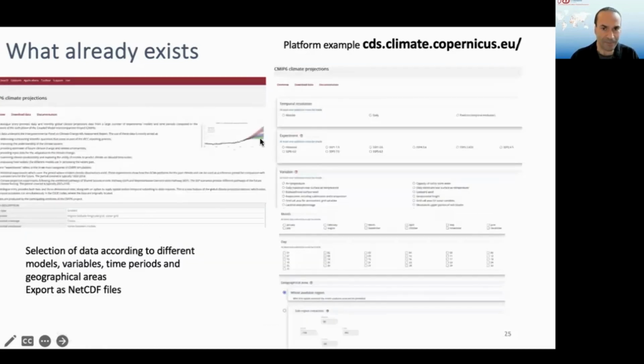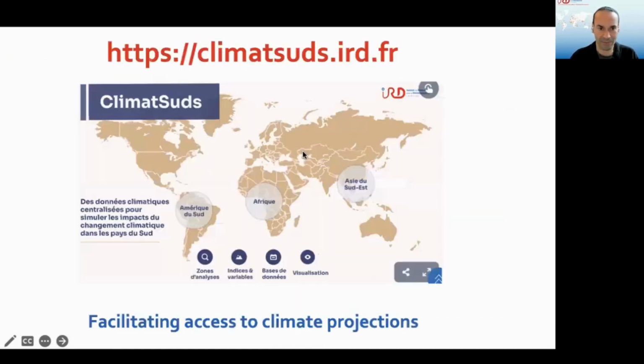You have also the Copernicus access, which is also very interesting. It has been done by the European effort called Copernicus Climate Change Services. And you can select different kinds of data, different climate models, different variables, different time periods, and different regions of interest, and export these files into NetCDF files, which are a format widely used by the climate community in the world.